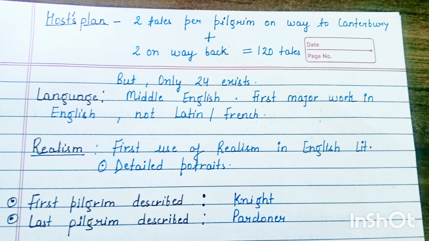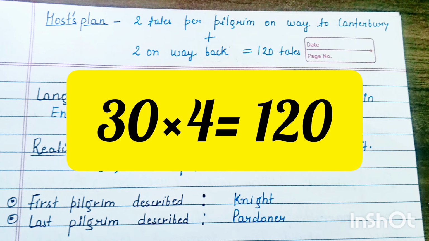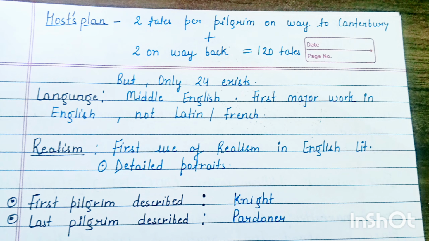Actually, there should have been in total 120 tales, but only 24 exist, because if one pilgrim has to narrate 2 stories while going and 2 stories while coming back, then in total one has to narrate 4 stories. This way, if in total there are 30 pilgrims, because the host will accompany them but will not be part of it, he will judge their stories. So in all there are 30 pilgrims. If one has to narrate 4, then 30 means a total of 120 stories must be narrated. But Chaucer could complete only 24.